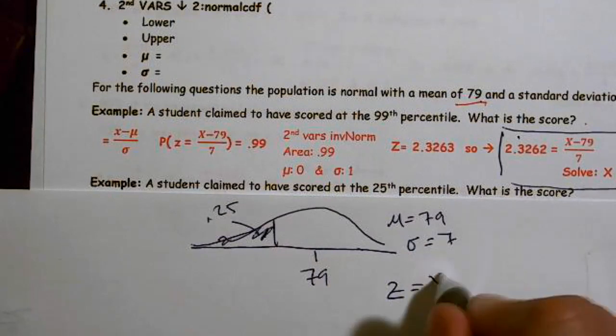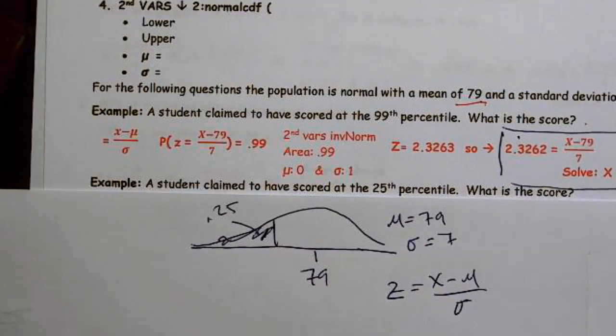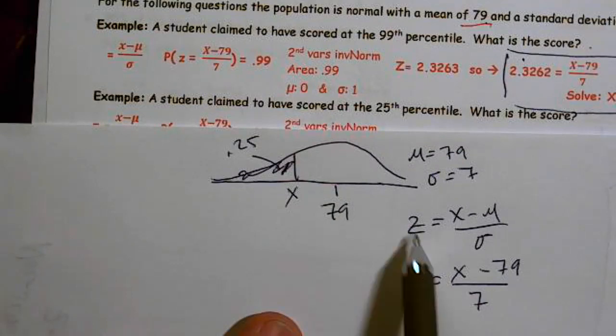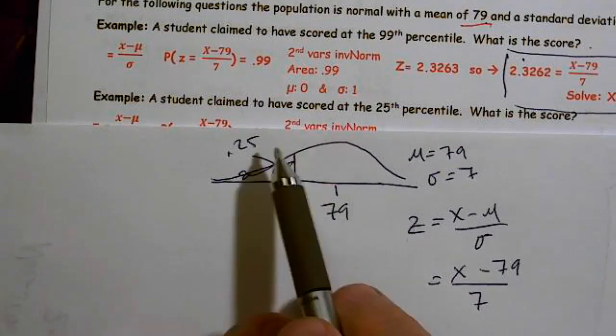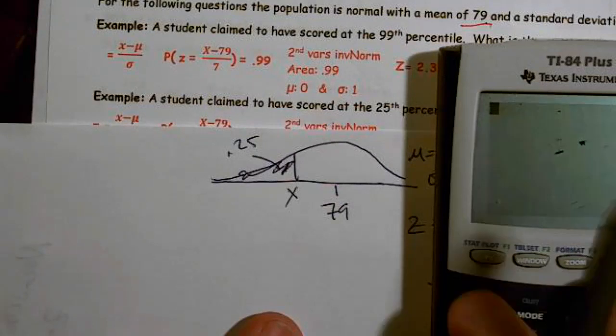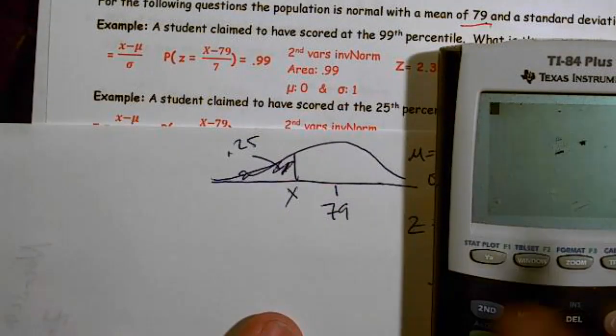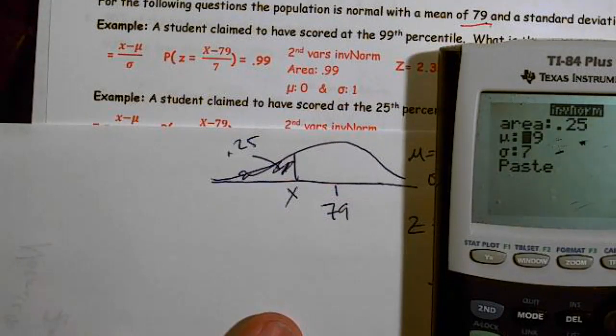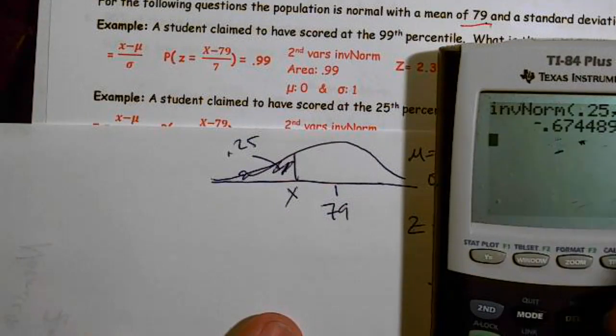Z equals x minus mu over sigma. Because they told me it's normal, I plug in what I have. And what I have is a mean and a standard deviation of 7. And we're looking for this x value, but I don't have a z, but I can get that z by doing an inverse norm of 0.25. So second vars, inverse norm, 0.25, mean of 0, standard deviation of 1, and I get negative 0.6744.